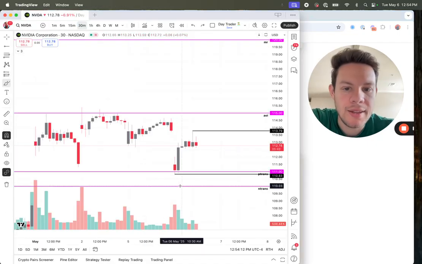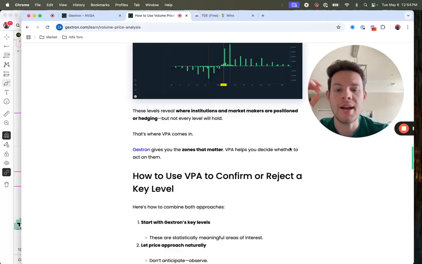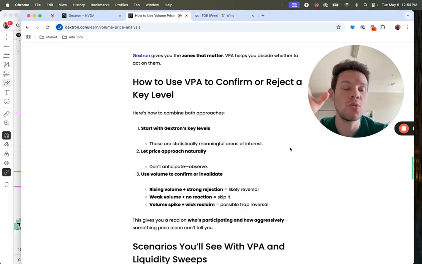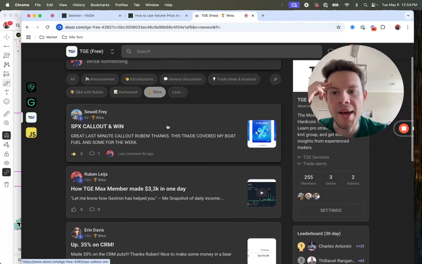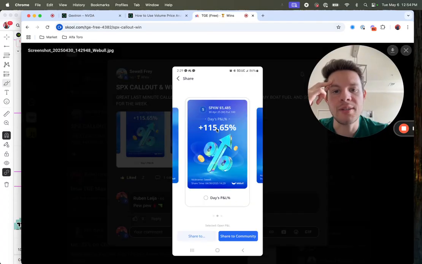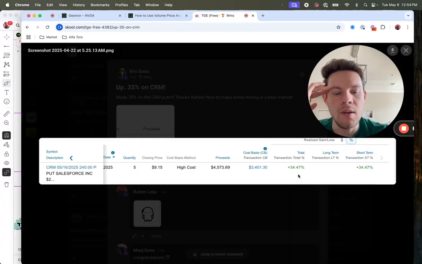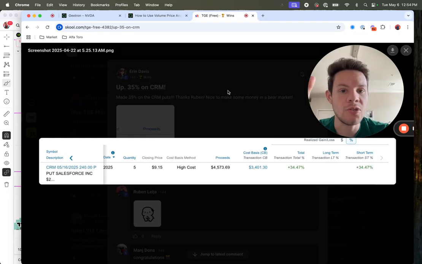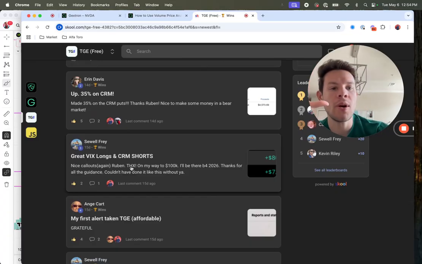Let's start out with how you use Gextron, how do you do a trade with volume? Because anything we do in TG Max is always based on volume. We took a trade for SPX 115%, but we used volume to confirm the entry. We took a trade on CRM a while ago, and we used volume to confirm it, right? And we use Gextron to help us find key levels. That's it. Find major support and resistance levels, wait for a reaction, and see if volume supports that reaction.